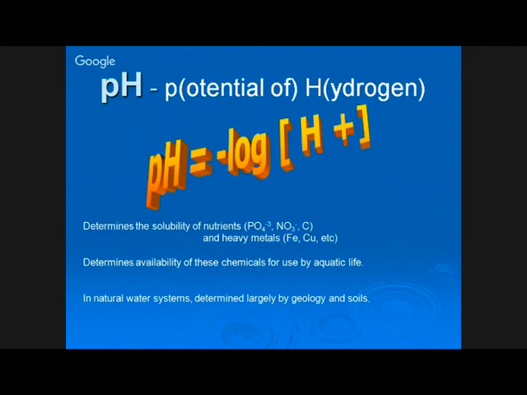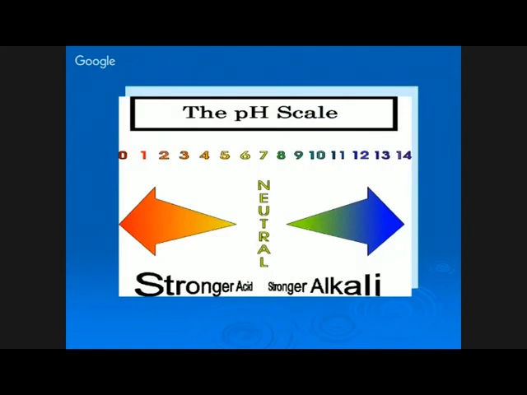So maintaining the pH of any water source is very important. It should be between 7 to 8. It should not go below 7 or above 8.5 or so. Here again you can see that neutral pH is 7, and above 7 is alkaline. It goes up to 14. 7 to 14 is alkaline, and below 7 it is acidic.